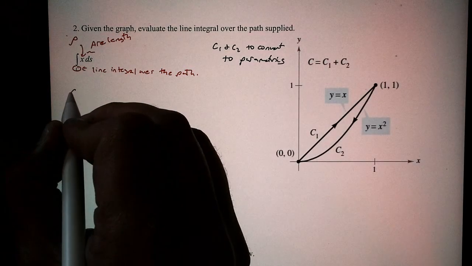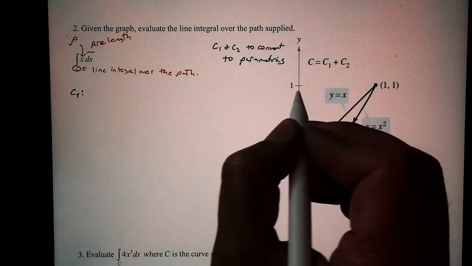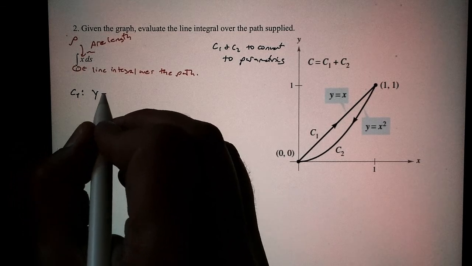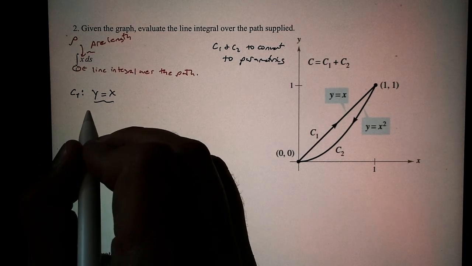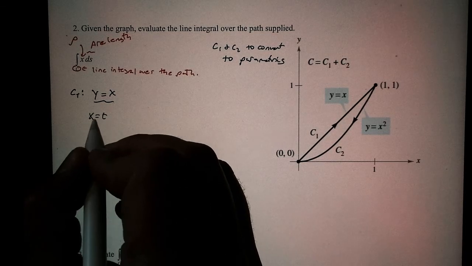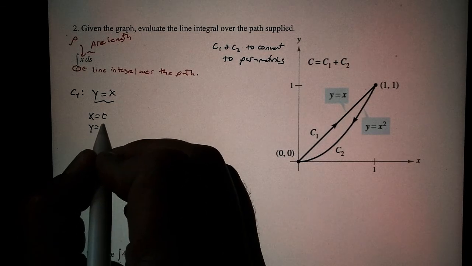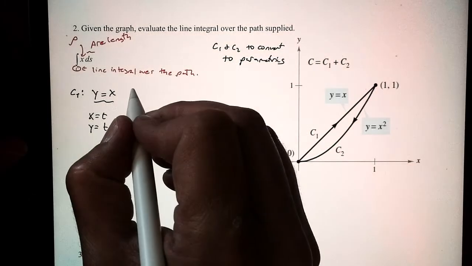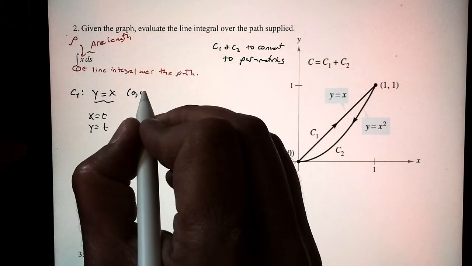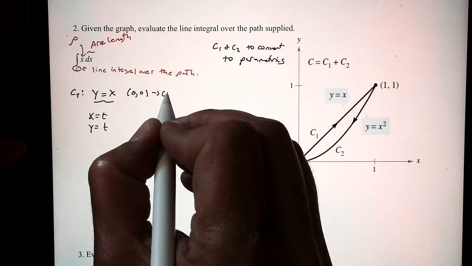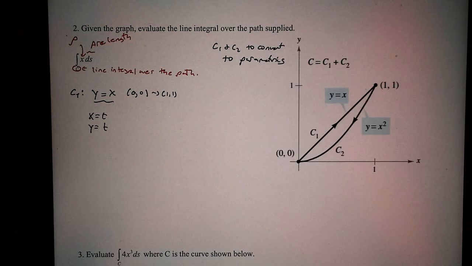So let's deal with C1 first. C1 is the function y equals x. Now, this is easy to convert to a parametric. We know this from pre-cal. If we let x equal t, y is equal to t. Now remember, we're going to be on y equals x from 0, 0 to 1, 1, right here.